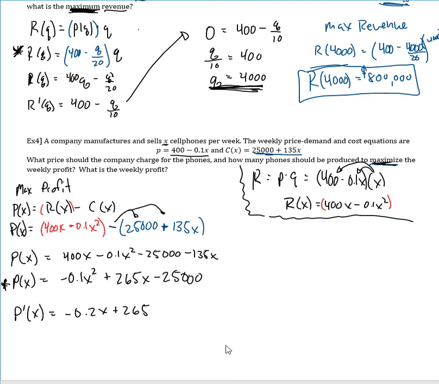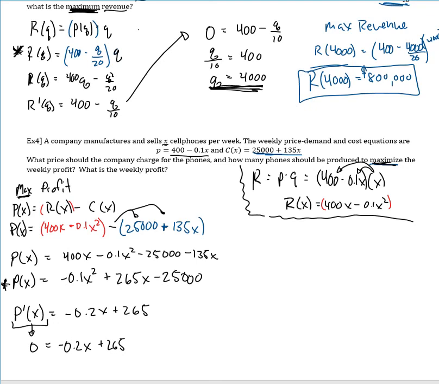Okay, so the derivative of a constant is 0. And then now I can set the derivative equal to 0. And that's what we do when we need to maximize or minimize anything. And we'll have negative 0.2x plus 265 equals 0. And then from here, we can start to solve it.